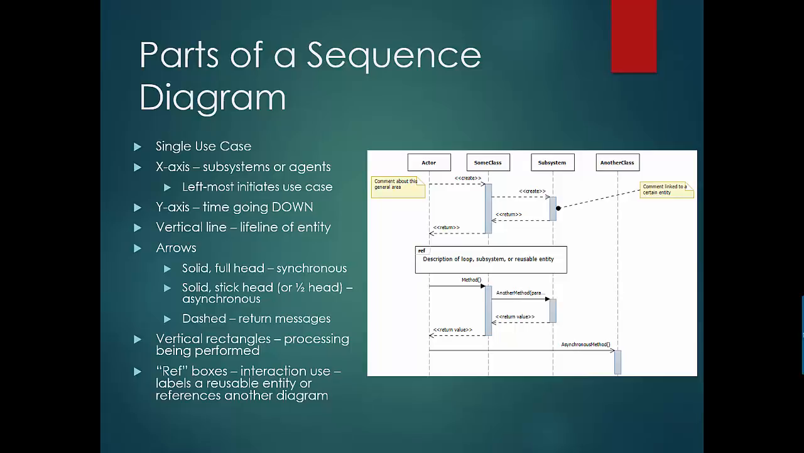In this generic example, the actor class creates an instance of some class, which in turn creates an instance of subsystem. The vertical rectangles represent the time that processing is being performed, or the entity is waiting for a return value from another entity. The large ref box represents an interaction use, indicating that the following code is reusable in some way, or it can also reference another sequence diagram. Finally, we see an asynchronous method call. This indicates that the actor class does not need to wait for the response from another class.